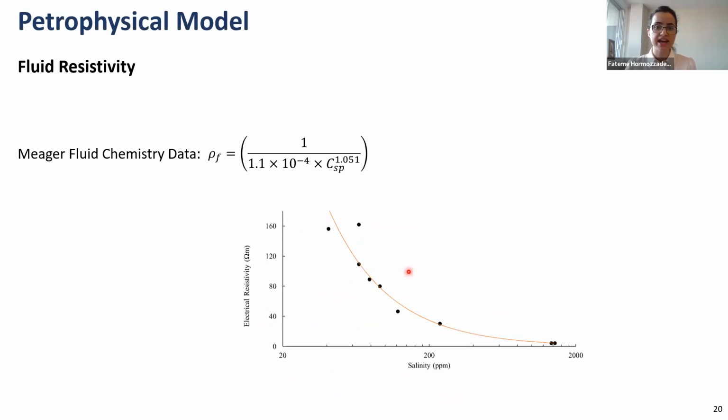But since we had fluid samples from locations I showed in the first few slides, we had samples with electrical resistivity and salinity. So we modified the equation that I showed in the previous slide for Mount Meager, rather than just using the equation based on other surveys. So this equation shows the relationship of resistivity and salinity.